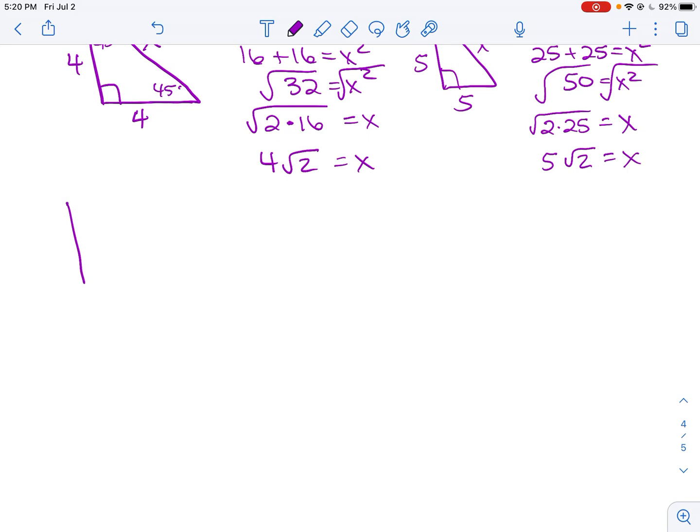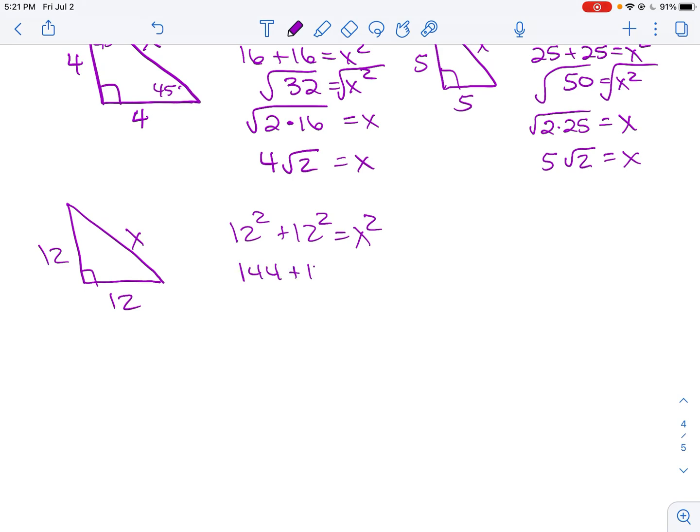Okay, so let's try another one. These are not isosceles triangles. I am so sorry that my drawings are so bad. Let's see, let's take 12. So 12 squared plus 12 squared equals x squared. It's just the Pythagorean theorem. So 144 plus 144 equals x squared. Then I add the two numbers together and I get 288 equals x squared.